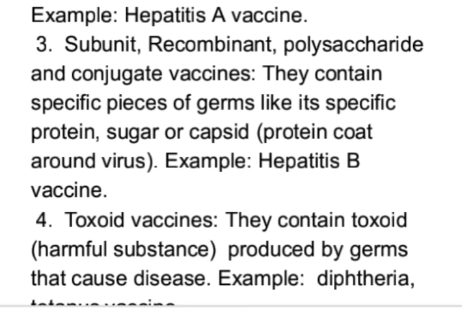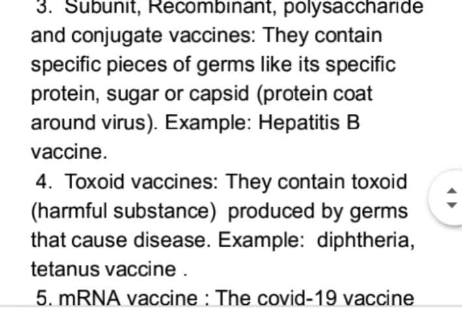Next is the subunit, recombinant, polysaccharide and conjugate vaccines. These vaccines contain specific pieces of germs, not the whole germ. Like it may be specific proteins, maybe the surface protein of a germ, or it may be some sugar molecule especially found in that germ, or it may be a capsid. Capsid means the protein coat around the virus, so that may contain only a capsid. Example is the hepatitis B vaccine.